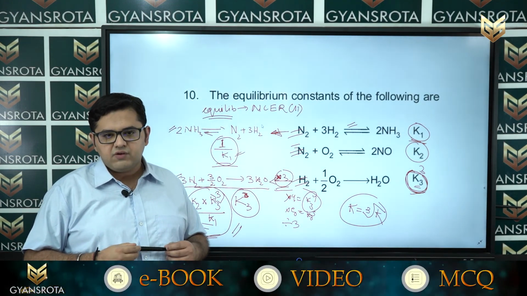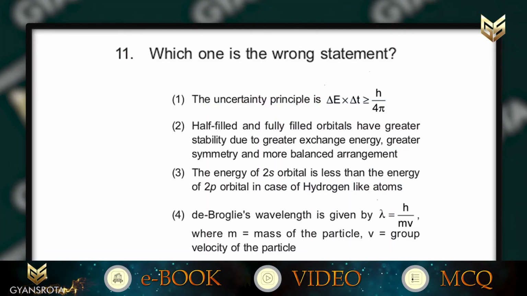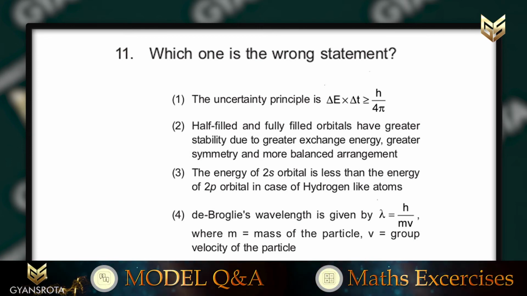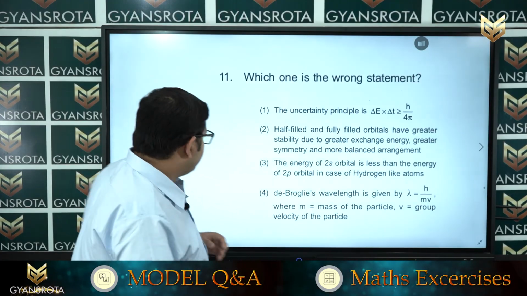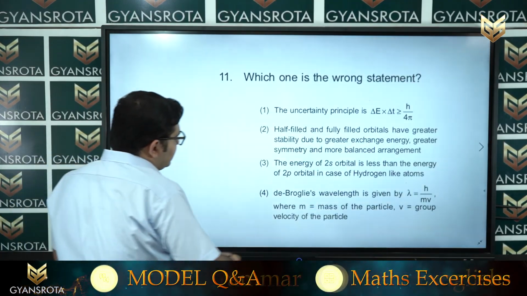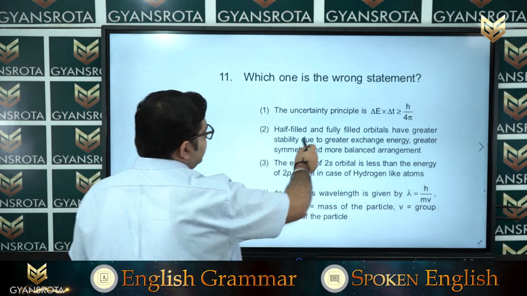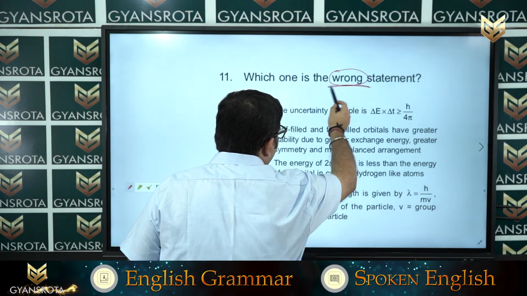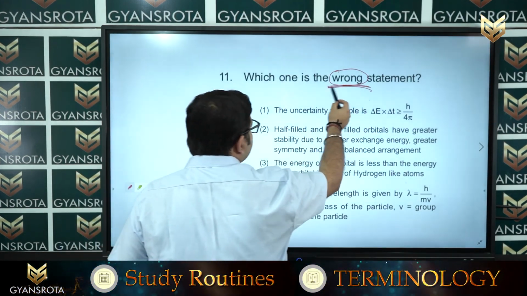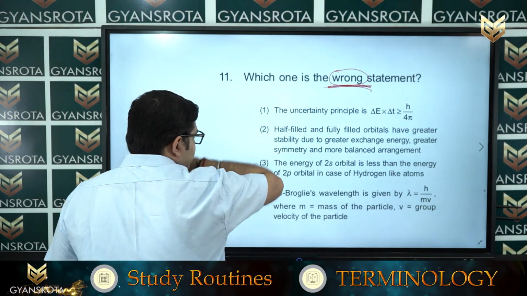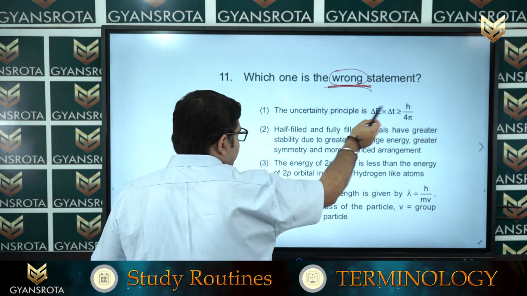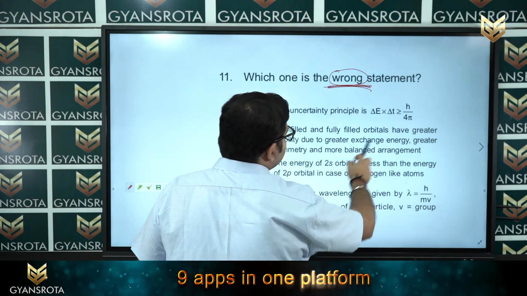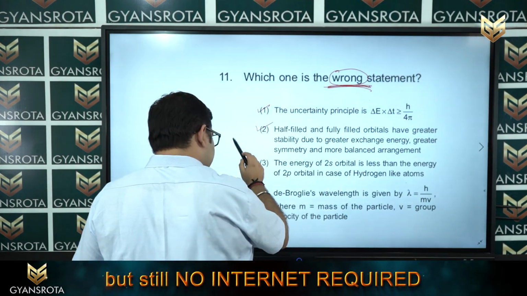Now, we are moving to another question, that is question number 11. Question number 11 is on your screen. Which one is the wrong statement? Now, we are moving to the solution part. So, if you see the first, the uncertainty principle, they are giving it as wrong. I already told you, when it says wrong, right, increasing, decreasing, you should first mark it. So, they ask for the wrong statement. The uncertainty principle equation is a right statement. The half filled and fully filled orbitals have a greater stability, yeah, that is a right statement.